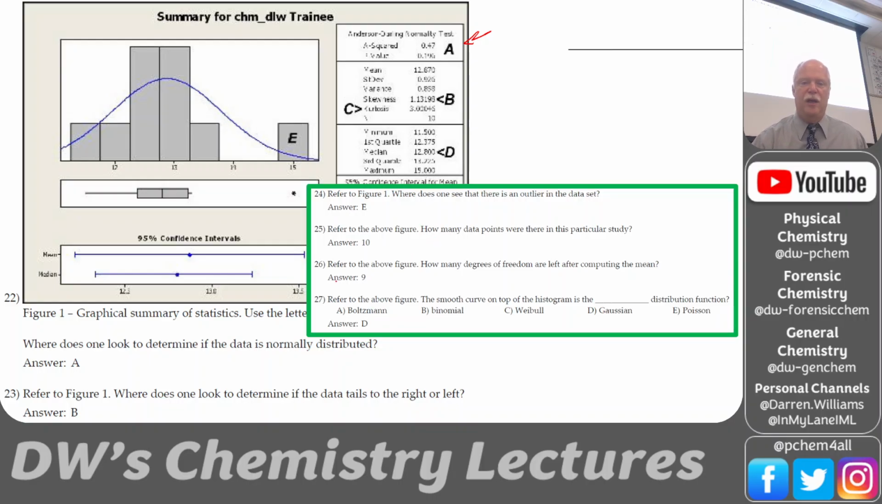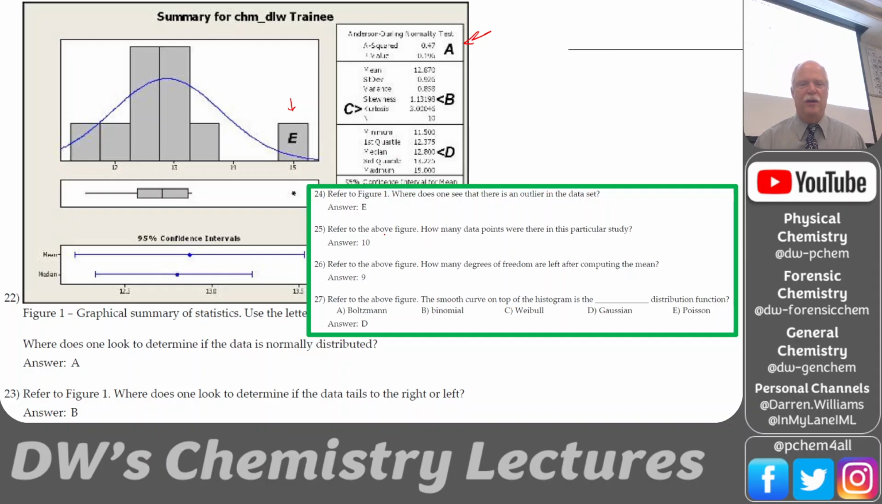Here's the other one. Where does one see if there's an outlier in the data set? You would look at the histogram area. And here's E. It doesn't show an asterisk. A lot of times Minitab will put an asterisk if it does an outlier test automatically and finds one. But that's where you would look, up here in this data panel.